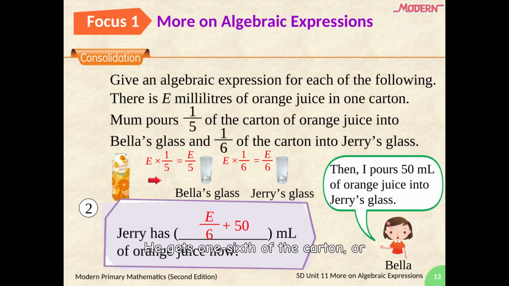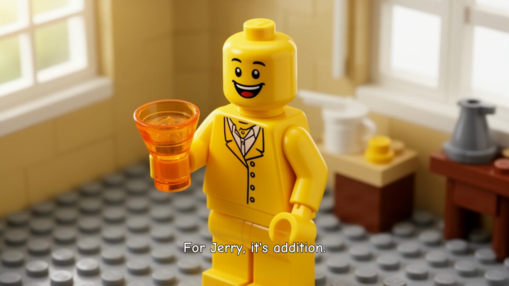Now let's look at Jerry. He gets 1/6 of the carton, or E over 6. And he gets Bella's 50 ml. Lucky Jerry. For Jerry, it's addition. E over 6 plus 50. One person's loss is another person's math gain.